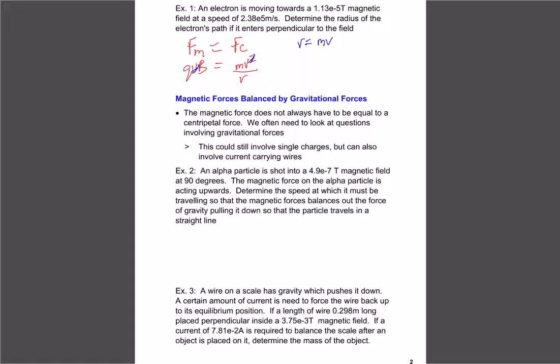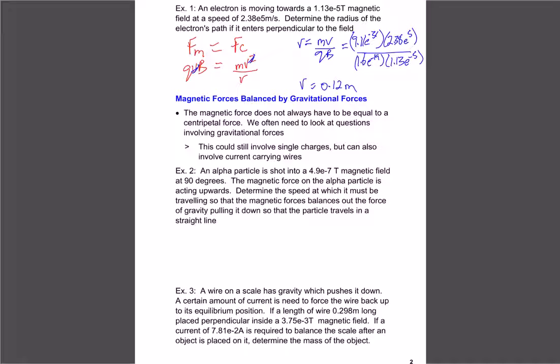So the question here is asking, what's our radius? We can move the radius up to the other side, bring the QB down, so we get radius equals mv over QB. So all we have to do is plug that into our formula and solve it. We get our mass of electron, 9.11 times 10 to the negative 31. Our velocity is 2.38 times 10 to the 5. Our charge of an electron, 1.6 times 10 to the negative 19, and our magnetic field is 1.13 times 10 to the negative 5. So we put all that in the formula, crunch it out, we get a radius of 0.12 meters. Pretty easy calculation. You just have to make your two forces equal to each other and solve for whatever variable you want.